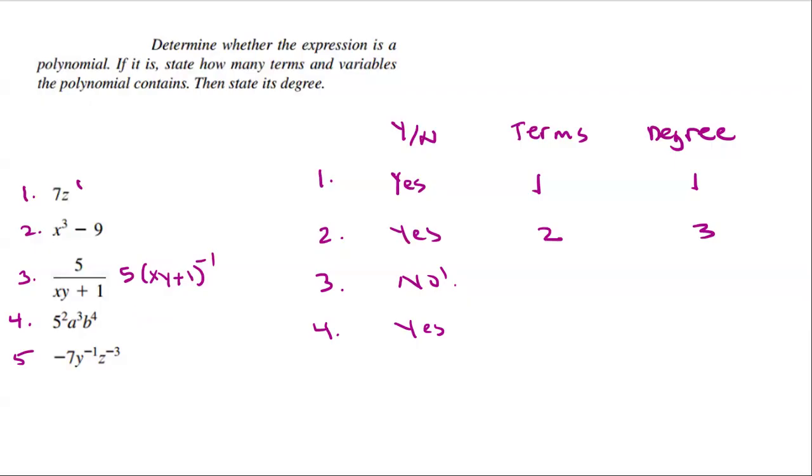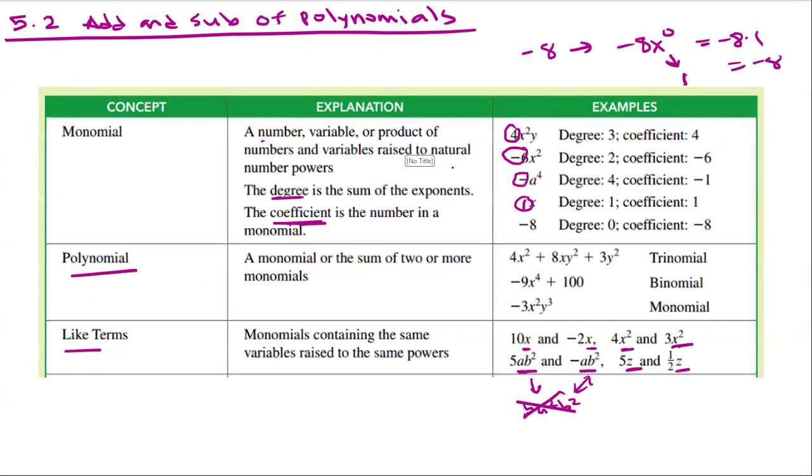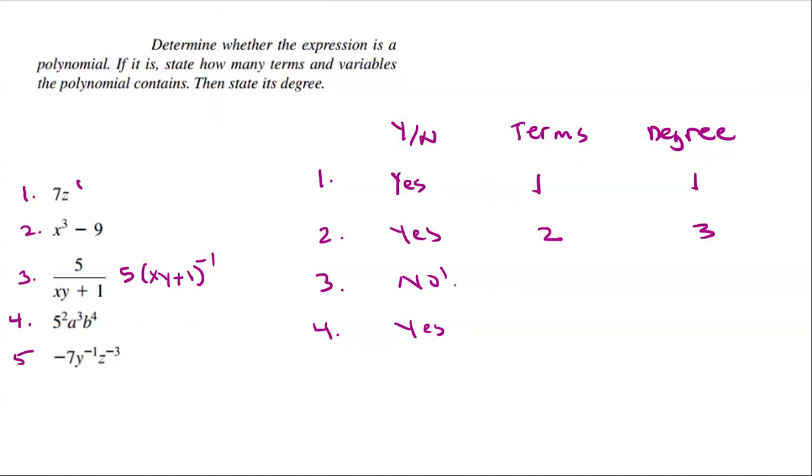So remember, it says here that it can be a product. A monomial is a product of numbers and variables raised to natural number powers. So here it's a polynomial, okay? Because they're being multiplied, and there's only one term. Okay, this one's kind of a tricky question. What's the degree here?